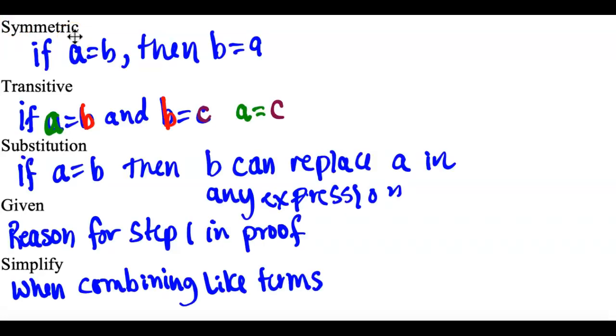Alright, the last ones here, we have symmetric. If A equals B, then B equals A. Transitive, if A equals B and B equals C, then A equals C. Substitution, if A equals B, then B can replace A in any expression. Our given statement is the reason for step 1 in the proof, and simplify is what we write as a reason when we combine like terms.